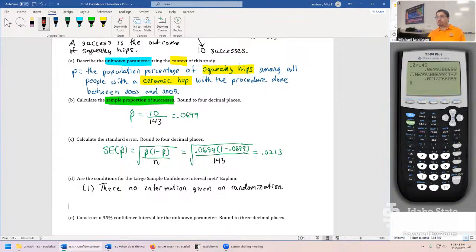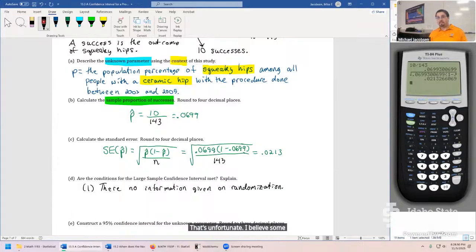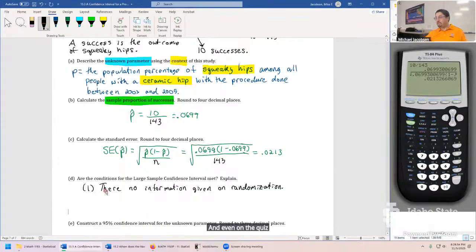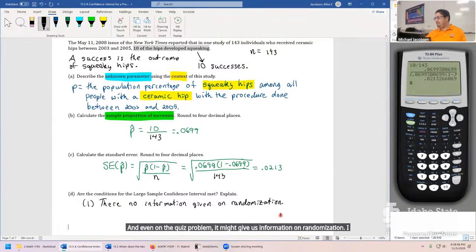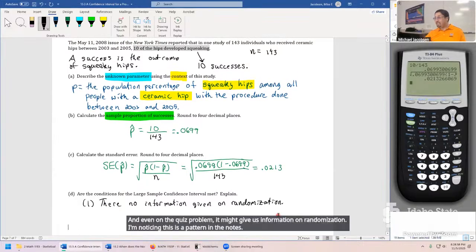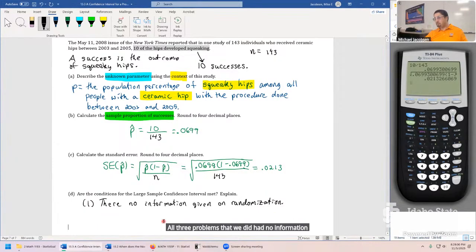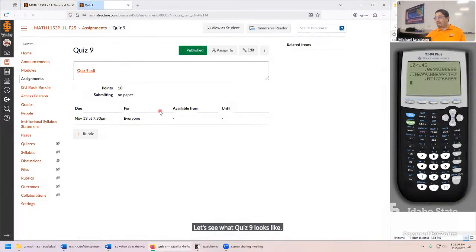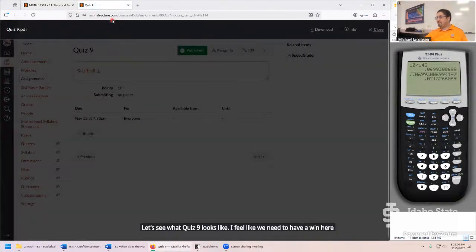That's unfortunate. I believe some of the problems in the sample exam that we're going to look into, and even on the quiz problem, might give us information on randomization. I'm noticing this is a pattern in the notes. All three problems that we did had no information given. So what it would look like if information was given, let's see what quiz 9 looks like. I feel like we need to have a win here somewhere.